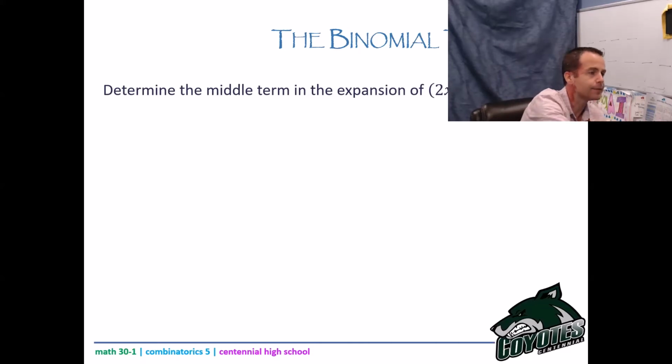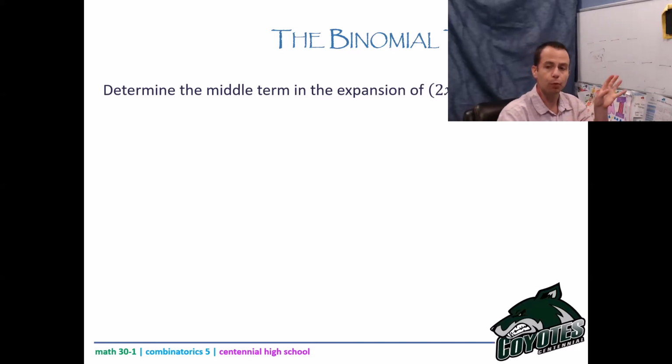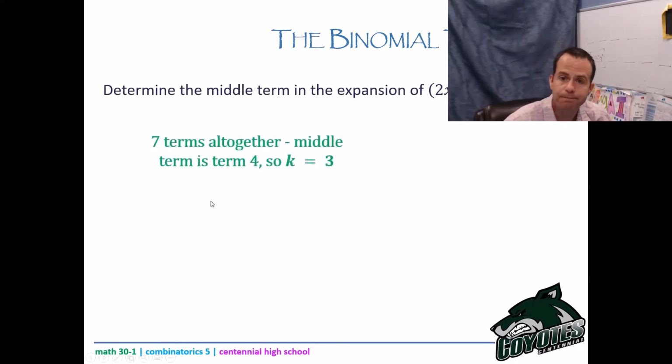Now, I have 7 terms, so what is the term in the middle? Well, 1, 2, 3, 4, 5, 6, 7. Let's just pick on that for a sec. The term in the middle, term 4, okay? Term 4 is in the middle. Then I'd have 1, 2, 3 on one side and 5, 6, 7 on the other side. So term 4 is in the middle. I'm looking for term 4, which means k has to be 3.